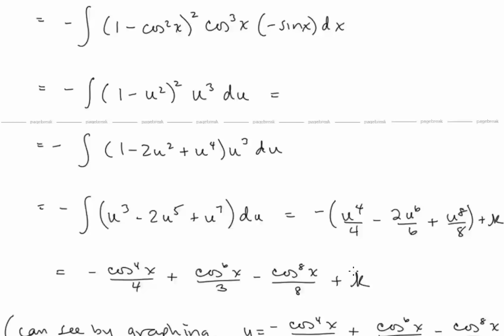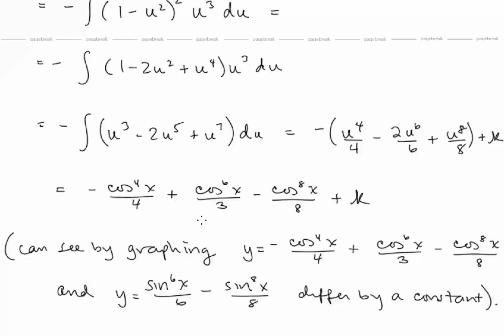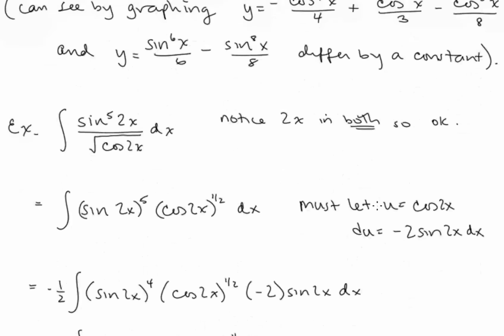Notice I used a different constant because I want to make it clear that these two functions probably differ by a constant. And actually, instead of going through the trig identities to try to prove that they're equal, I would encourage you to graph both of these using a graphing utility, and you can see that these two functions differ by a constant. So it does make sense that these are both solutions for the same integral, of course, with different constants. Now let's take a look at another example.